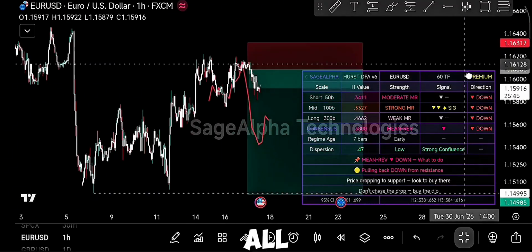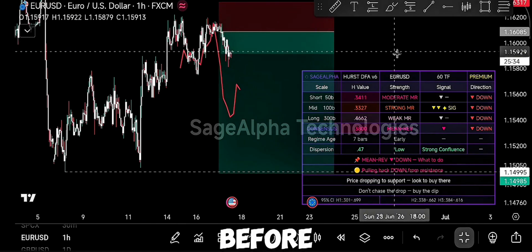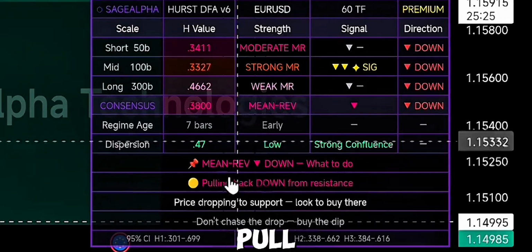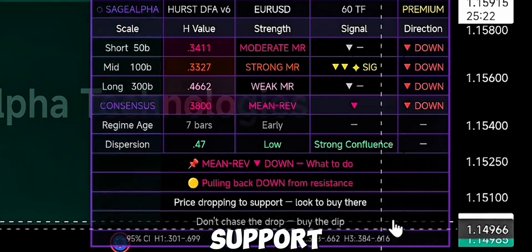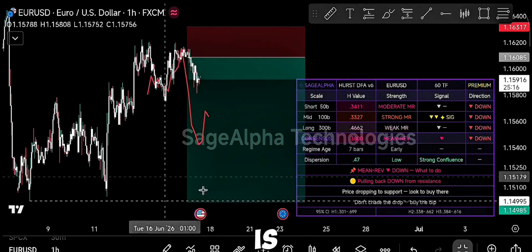Now all of these are trades that we consider at risk before we take them. I'm going to post this before the news release happens, along with your analysis, to compare and contrast. Pull it back down from resistance, price drops into support, look to buy there. The key here is price drop into support right here, so that is what we're going to do in this area.